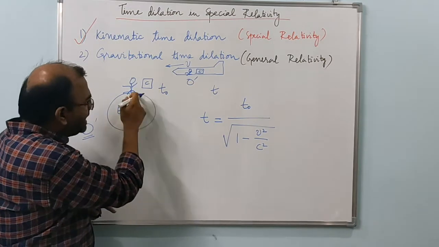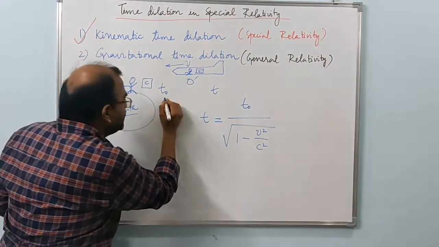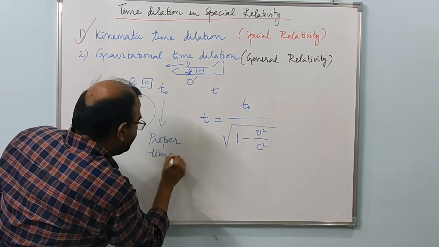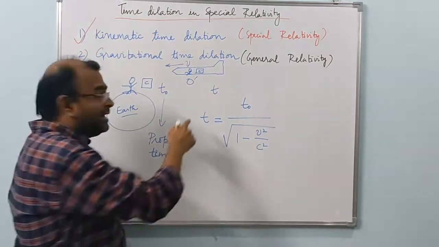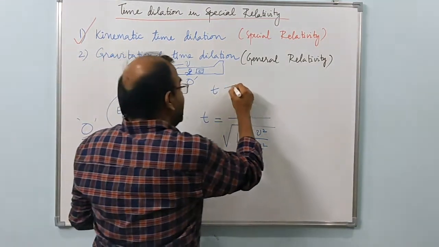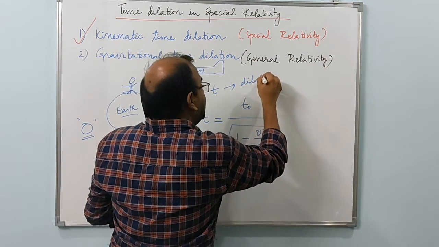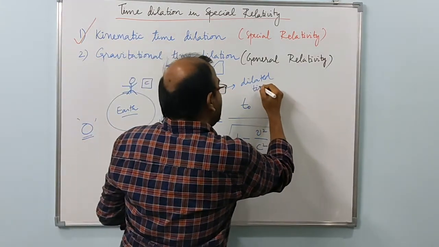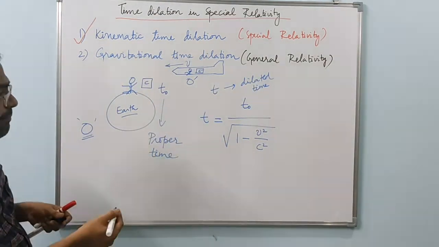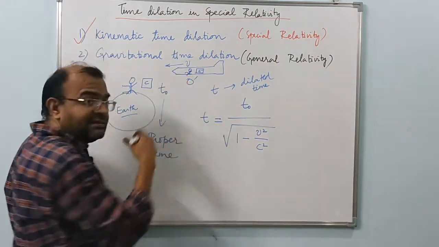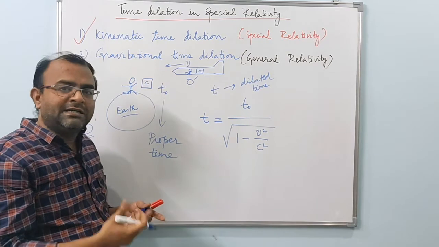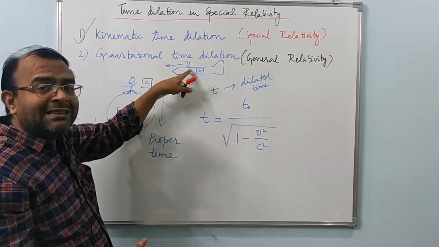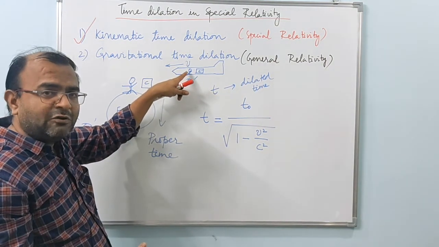Now this T naught that he measures in his own frame of reference is called proper time, and on the other hand the other time that he measures is the dilated time, because it is going to be greater than this T naught. So this time is a longer duration of time, so it's a dilated time. How? We know that special theory of relativity, the two postulates that we discussed in our introduction to special theory of relativity video, we know that nothing can exceed the speed of light according to the postulates of relativity.